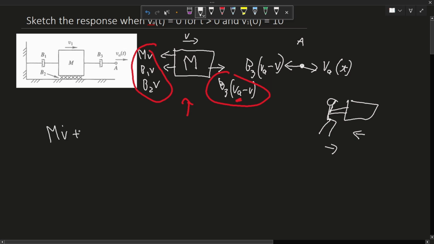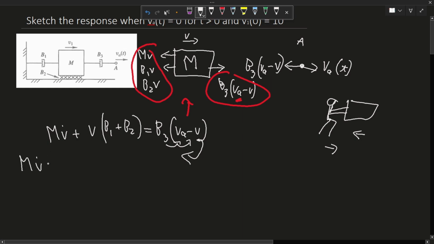M V dot plus, I'm just going to factorize the V, B1 plus B2 equals B3 times VA minus V. I'm going to distribute B3 and send this V to the other side, so we would get this. I'm also going to factorize it: M V dot plus B1 plus B2 plus B3 times V equals B3 VA. Now, remember that we have to follow this formula.